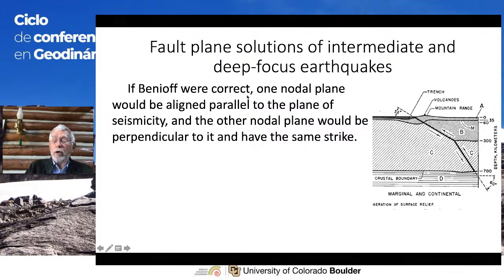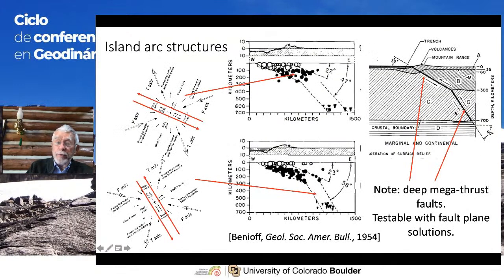But suppose Benioff were correct. One nodal plane would be aligned parallel to the plane of the seismicity. And the other plane would be aligned perpendicular to it and have the same strike. So the other plane would be perpendicular in this region. At greater depth, one plane would dip this way, and one would dip the other way, as shown over here. The red lines show the orientation of the plane that you would expect from the fault plane solutions if Benioff were correct, for the intermediate depths down to 300 kilometers, and the steeper example over here. This is what Benioff would have said.